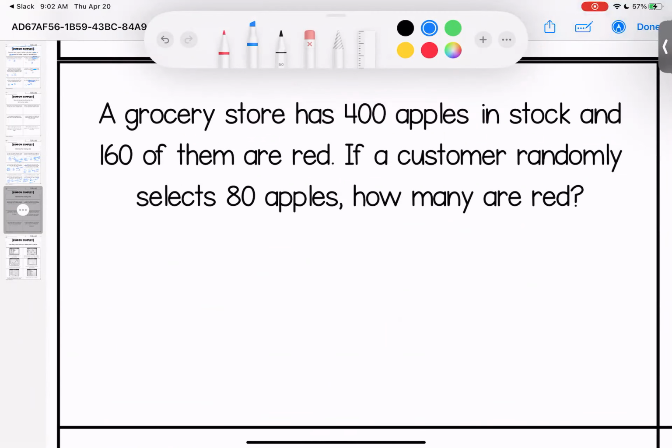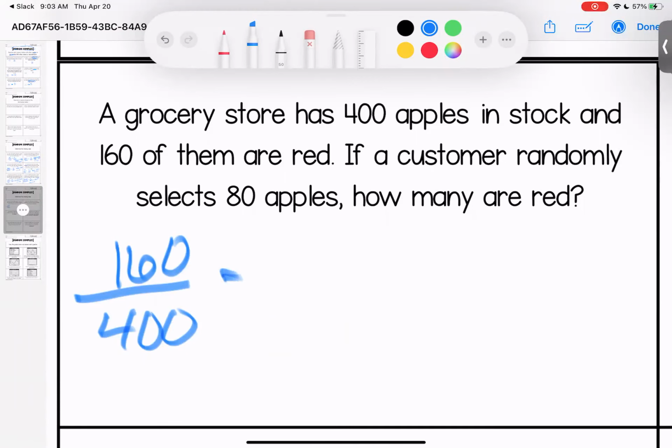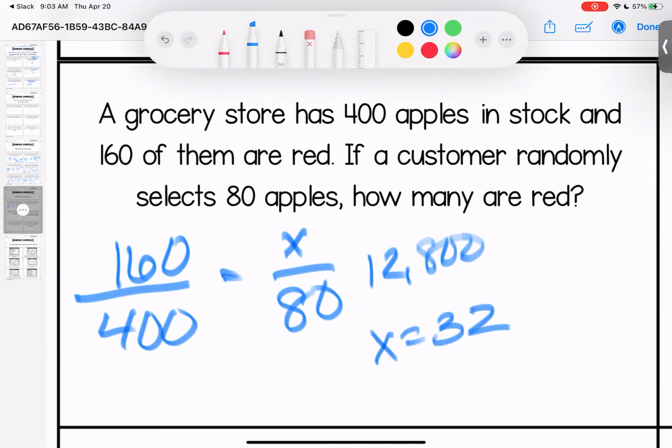A grocery store has 400 apples in stock and 160 of them are red. So setting up my proportion. If a customer randomly selects 80 apples, how many are red? When I cross multiply for this one, 160 times 80 is 12,800. When I divide that by 400, I get an X of 32.